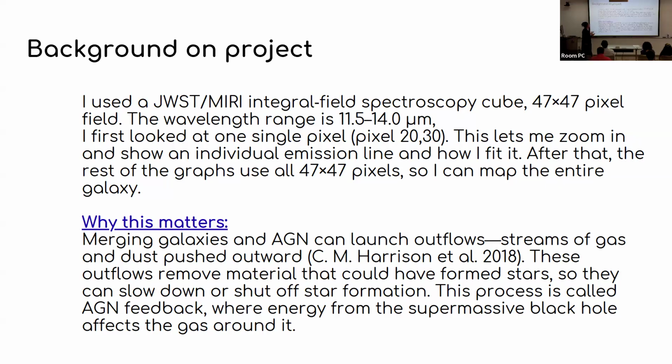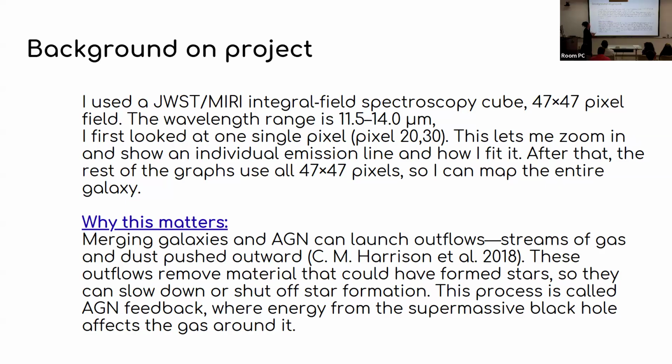Merging galaxies and AGN can launch outflows, or streams of gas and dust that push outwards. These outflows can remove materials that could have formed stars, so they can either slow down or completely shut off star formation. This process is called AGN feedback, where energy from the supermassive black hole affects the gas around it.